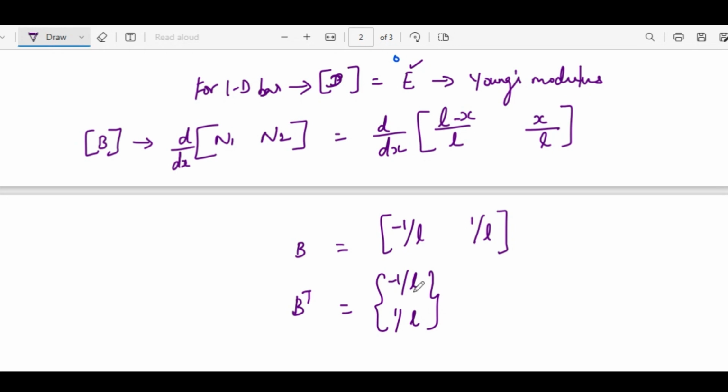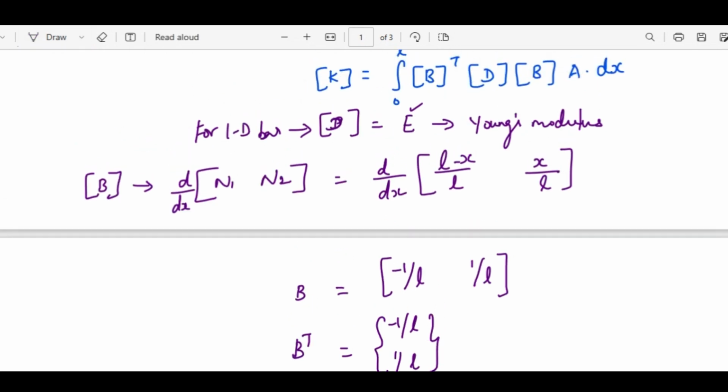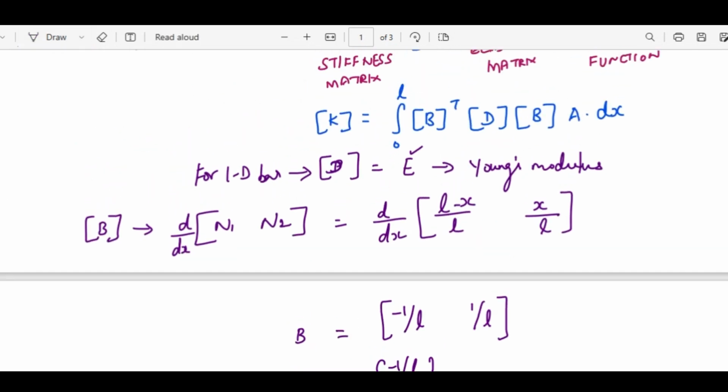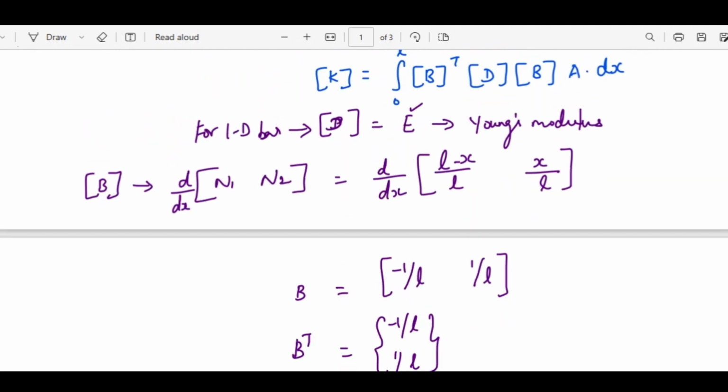Okay. So now we have found all the terms present inside the K. We know B transpose, we know D, and we know B also. A is the area of cross section, and we just have to integrate it. So let us multiply everything and get a standard form of writing this stiffness matrix for a one-dimensional linear bar element.